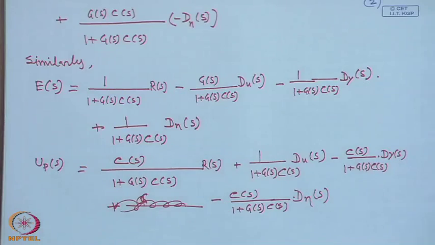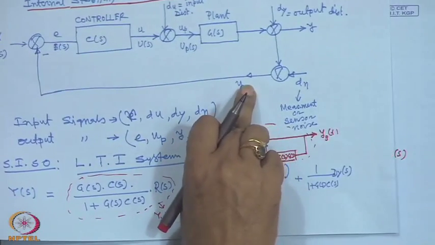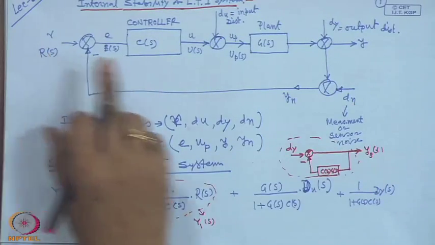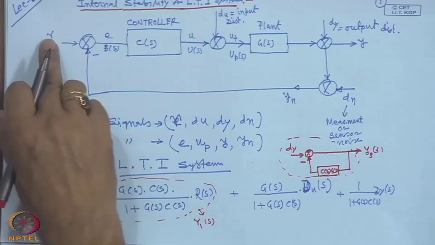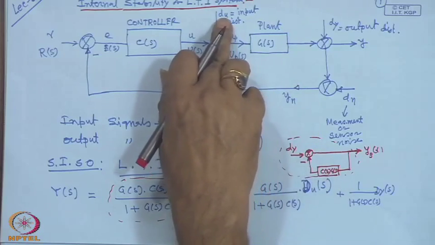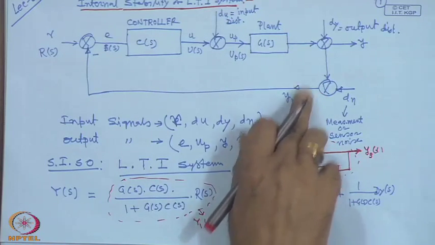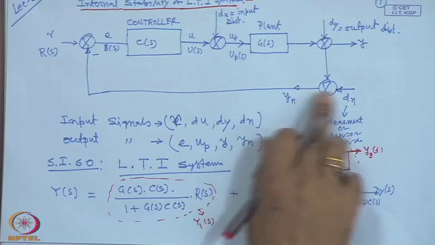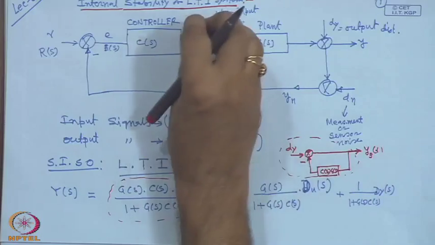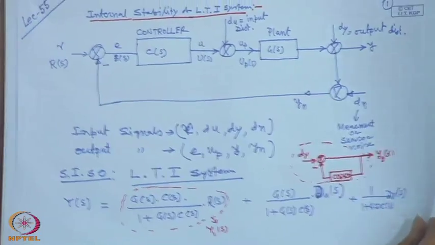Then another signal you have, that is the Y_N signal. Find out the Y_N(s) transfer function from this reference input to the output, from this input to this output, from this input to this output. Find out the transfer function. You consider one input at a time into the system. So that you will get it, if you do this.